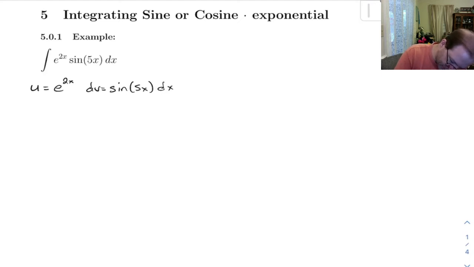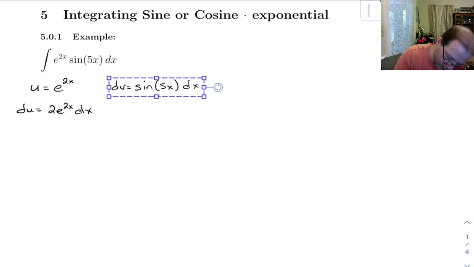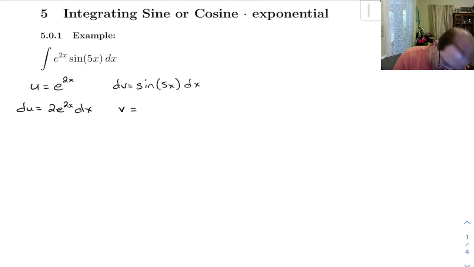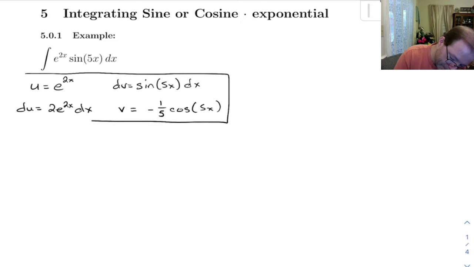If we take the derivative of u, we get du is 2e to the 2x dx. And if we take the integral of dv, we get v equals, let's see, integral of sine is negative cosine. So we get negative cosine 5x. And since we integrated this and it's got that 5 on there, we have to divide by 5. So this is our stuff to use for substitution.